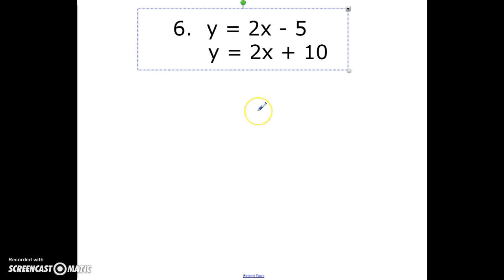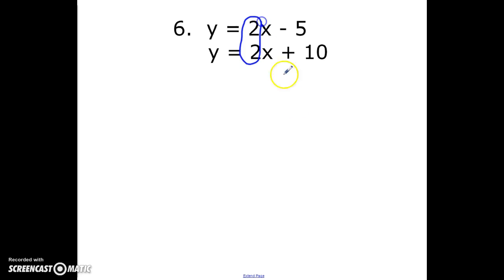I'm going to do that just because I don't have a graph. I don't want to pull up the calculator to show you the graph. But before we start, I hope you notice that these are the same slope. So if you already know that, and you know they're the same slope, you should already know what your answer is going to be. But we'll do it anyway.